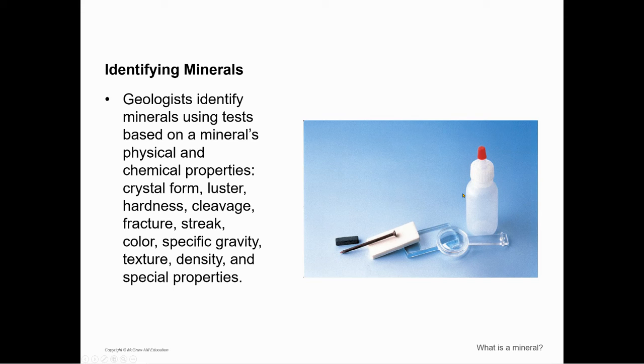If you were in the classroom with me right now, this is what we'd have. You got a little magnet here. You got what's called a streak plate, a nail. I know, what's a nail doing in there? You'll see a glass plate and a magnifying glass and a little bottle of acid.